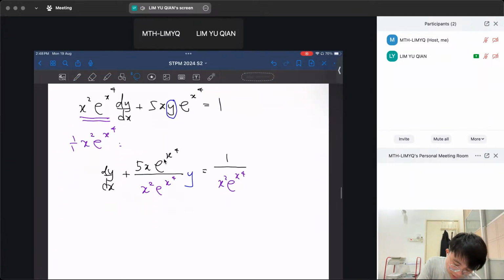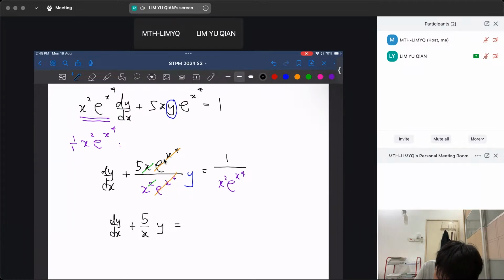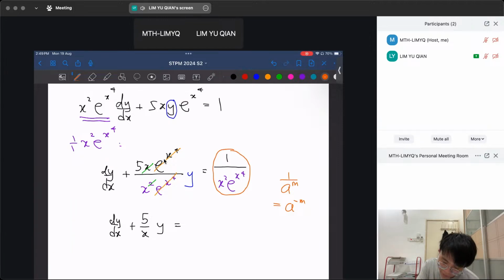Okay, so this one can cancel and cancel. This one can cancel with the 2, so it's 5 over x y plus dy/dx. Then we can rewrite using the negative exponent rule. 1 over a^m equals a^(-m). So we have x^(-2) e^(-x^4).